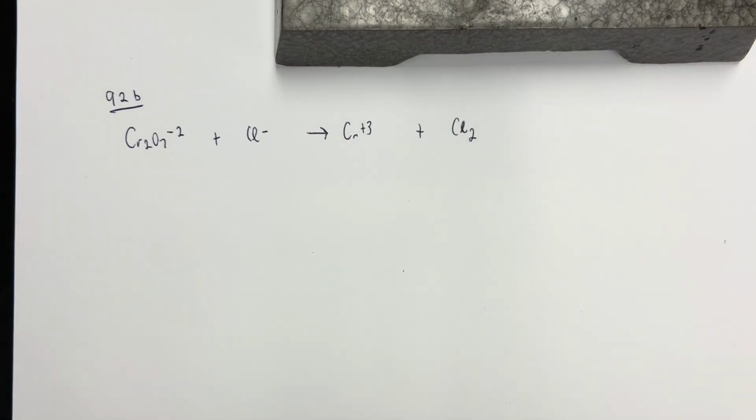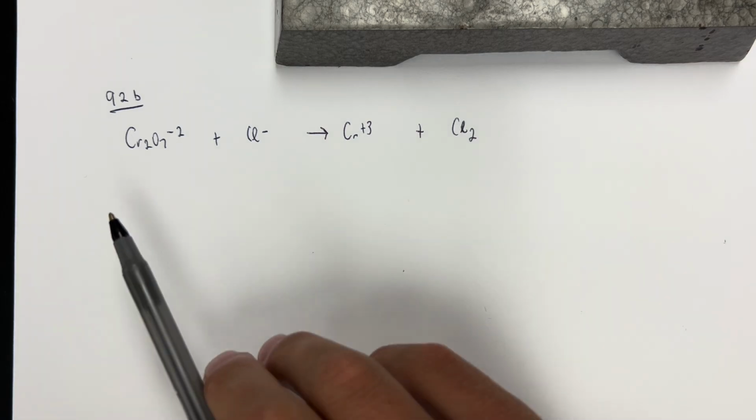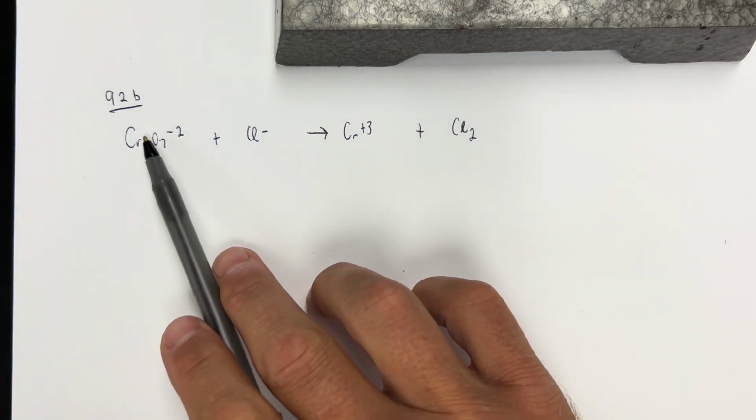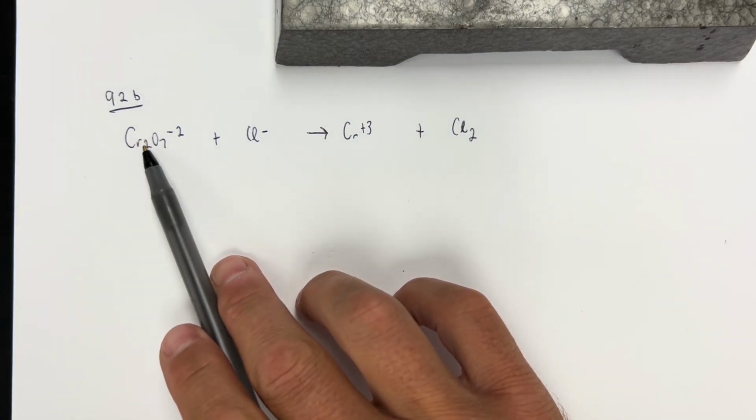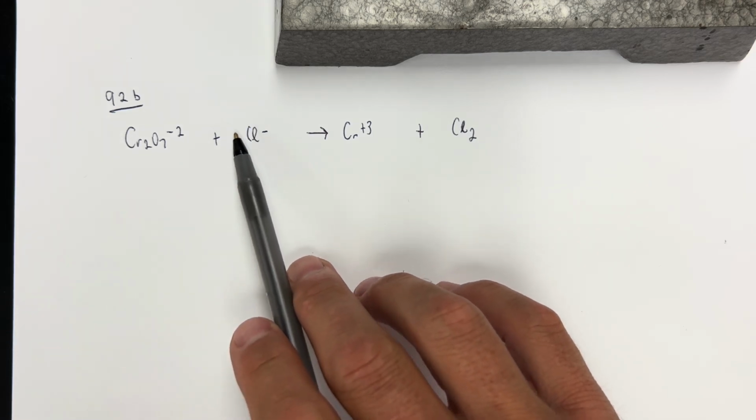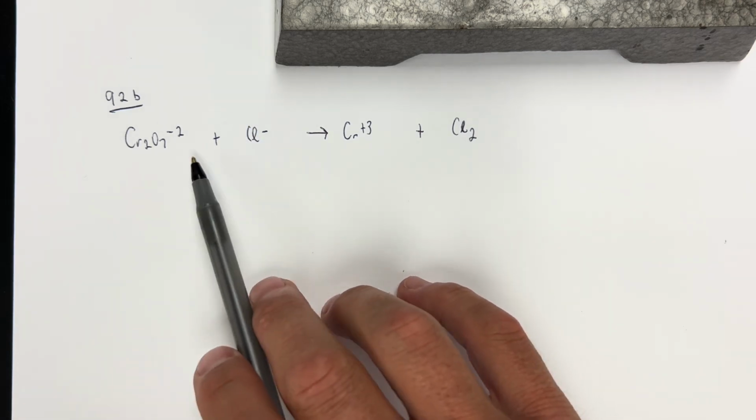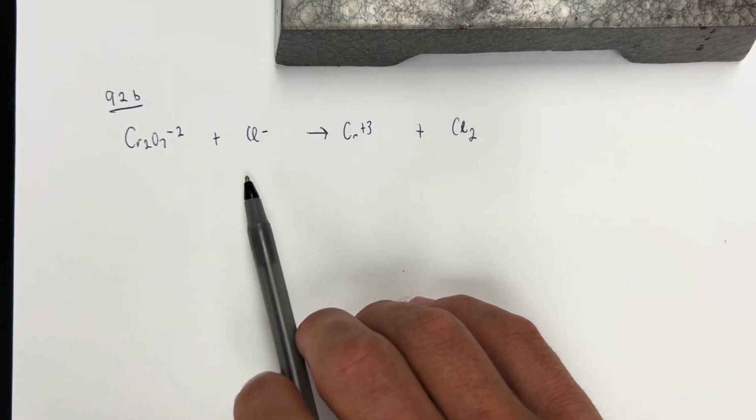All right, here's number 92B on redox reactions in an acidic solution. So we got these ions. Again, these would probably be like potassium. This is called the dichromate ion. So it'd be something like potassium dichromate, maybe sodium chloride. You have to have those ions in solution from some ionic compound that's dissolved.